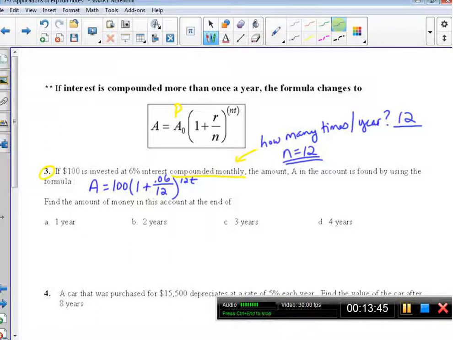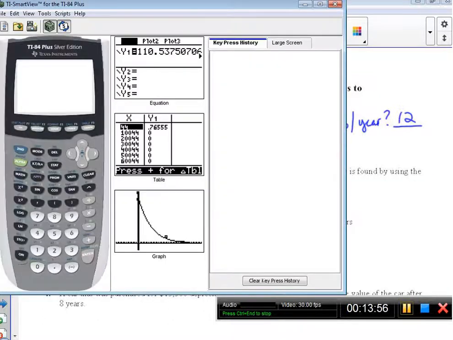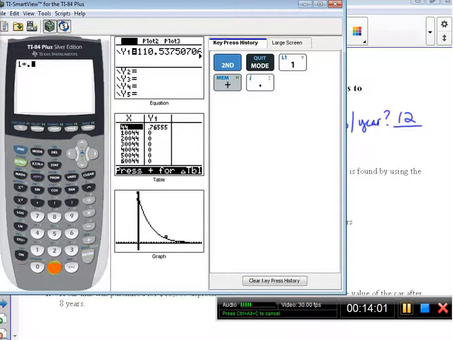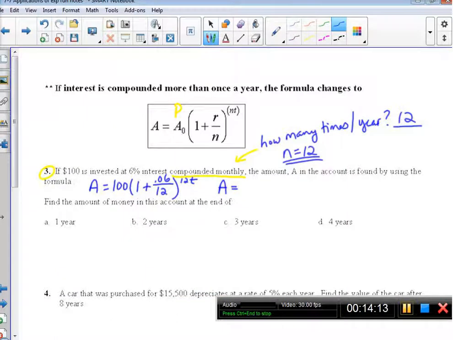Now, we could simplify that. I'm going to go to my calculator and do 1 plus 0.06 divided by 12. It knows to do the division first. So we have 1 and 5 thousandths. So that's going to be 100 times 1.005 to the 12t.